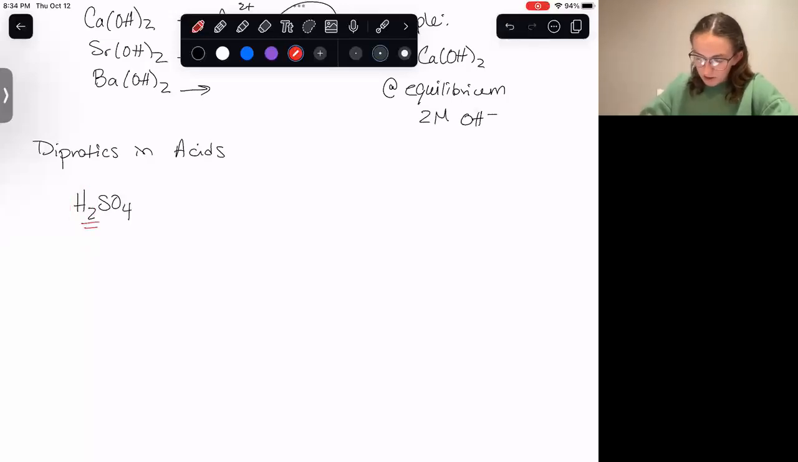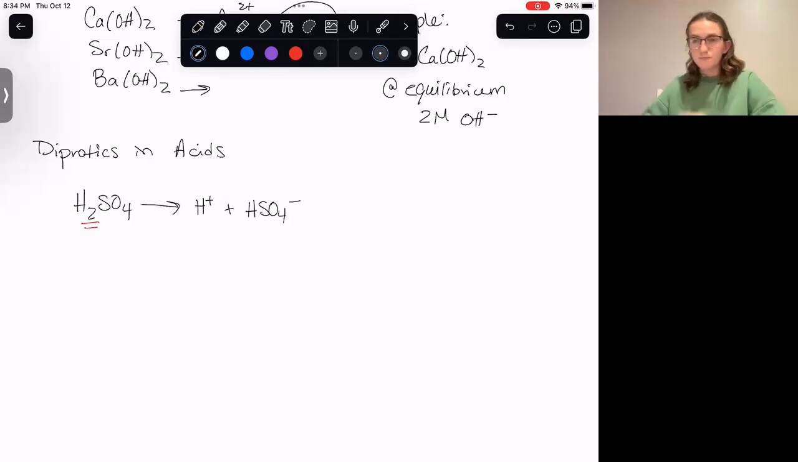What's important to know about a diprotic acid is that when this strong acid dissociates, it'll dissociate into H plus and HSO4 minus. That's the only thing that it fully dissociates to. No H2SO4 will exist. It completely dissociates into H plus and HSO4 minus. So this K here is something really big, because you have all products at the end of this.